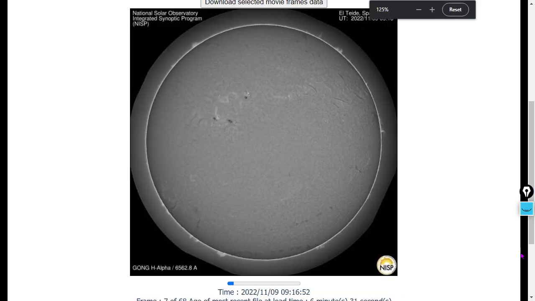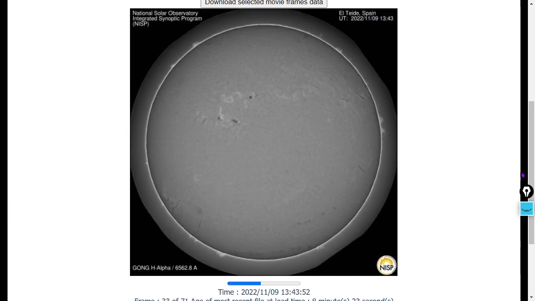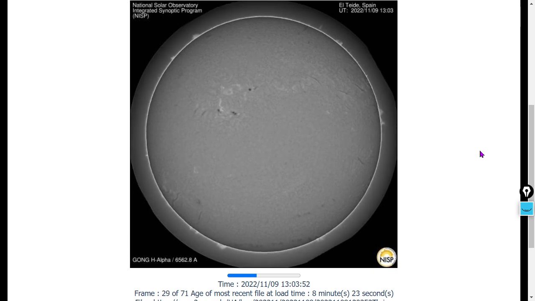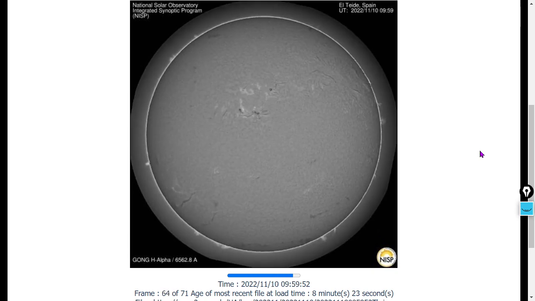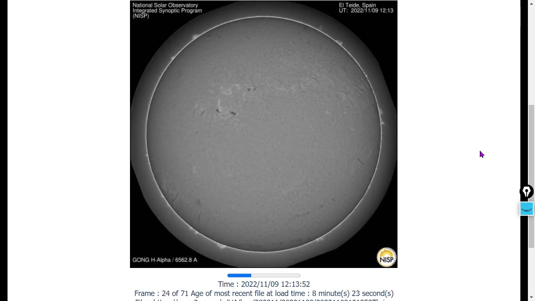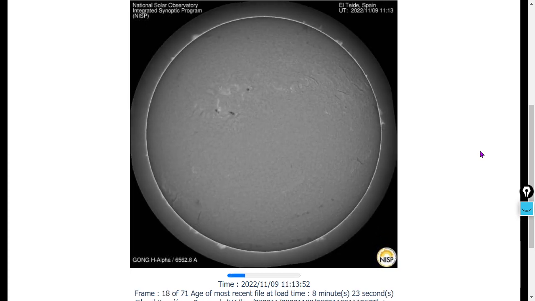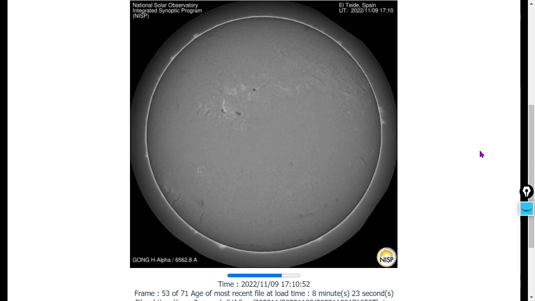So here is our ground-based solar observatory at El Teide, Spain, showing hydrogen alpha. Lots of dark absorption features there visible. There are a lot of filaments in between the Earth and Sun, so don't be surprised. Once again, the coronal mass ejection likelihood is nearly 100%.